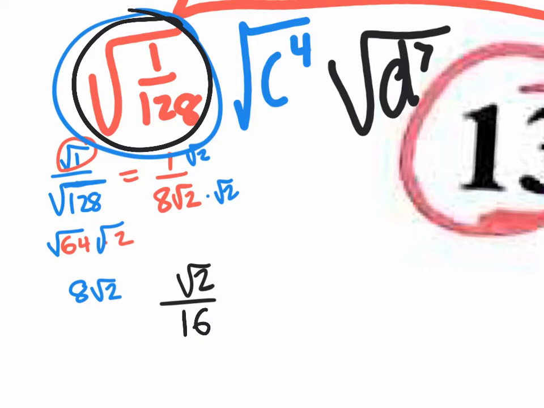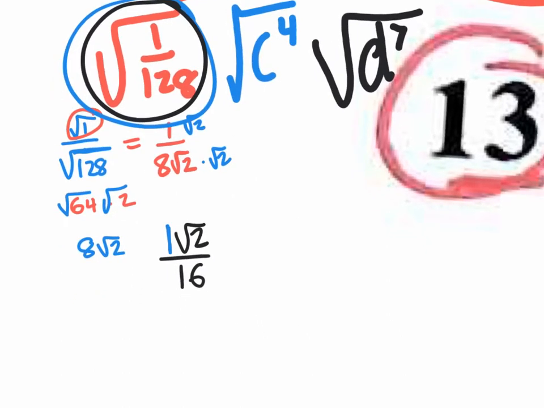Not only that, if you wanted to, you could place that 1 that was originally in front of the square root of 2. That way you could split it and make it look like a 1 over 16 times the square root of 2. I know, that's kind of weird. But let's keep going here.